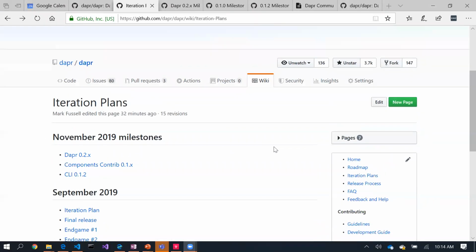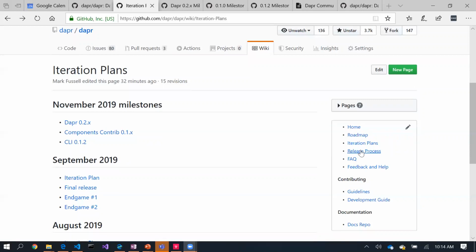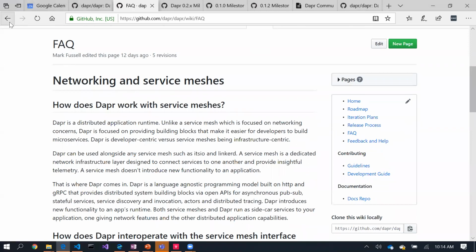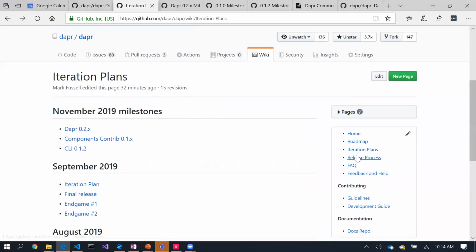this is our wiki page here that we keep up to date with how we do our release process. Here's our roadmap. Here's a place actually that's got some FAQs that we're going to build out here. One of the common FAQs, for example, is how does Dapr work with service meshes? And you'll see that on site here, we're actually just posting our iteration plans.